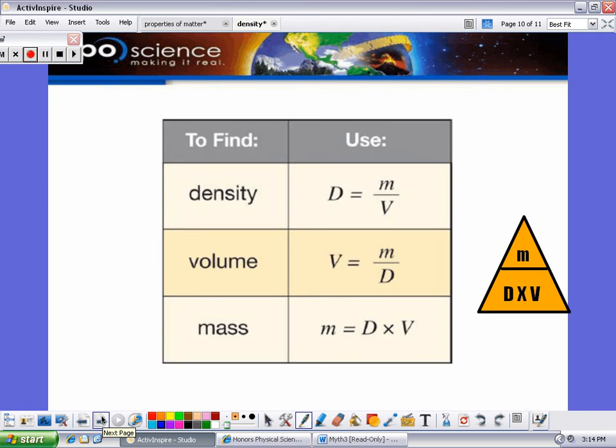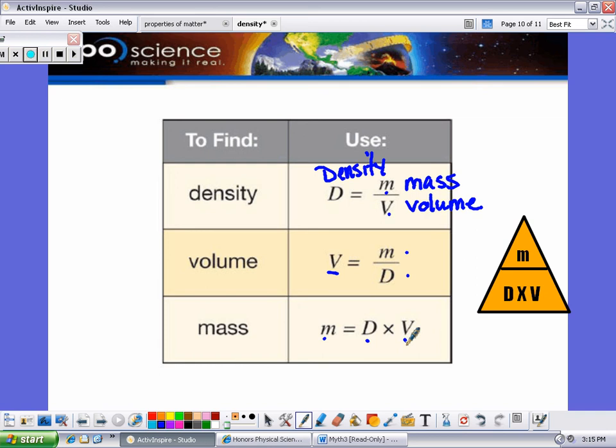To solve for density, given the properties of the mass and the volume, you can use the following equation. So D is density, M is mass, and V is volume. If you're asked to solve for density, you just plug in the mass and the volume and divide. But if they ask you to find the volume, you divide mass by density. And mass then is density multiplied by volume.